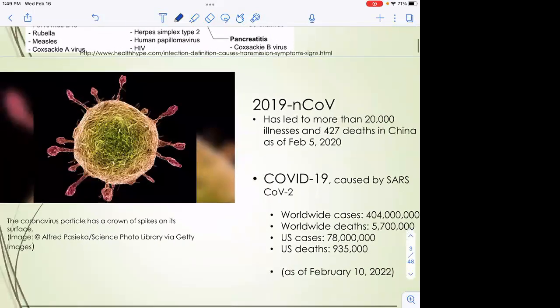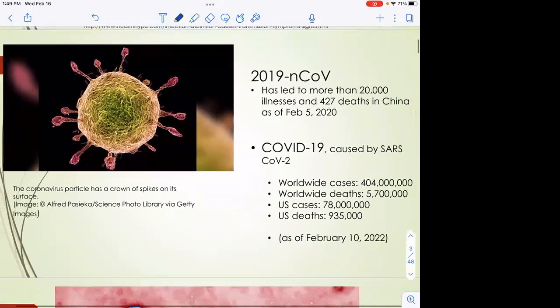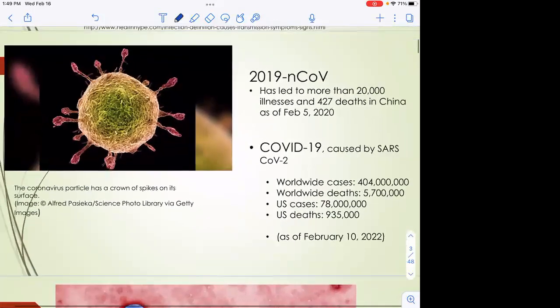And I always like to show this slide. Two years ago, February 5th, 2020, I showed this slide and I said, hey, this is really interesting. There's this virus in China that's killed 400 people. Oh, this is kind of interesting to keep our eye on. Not even thinking that it could change everybody's lives the way it has.